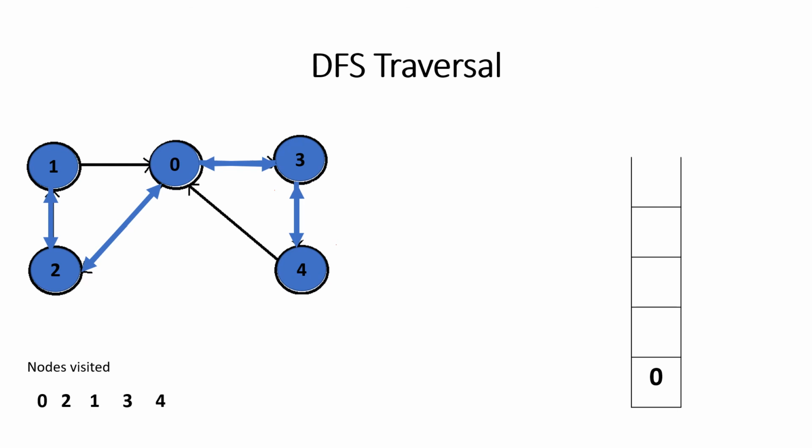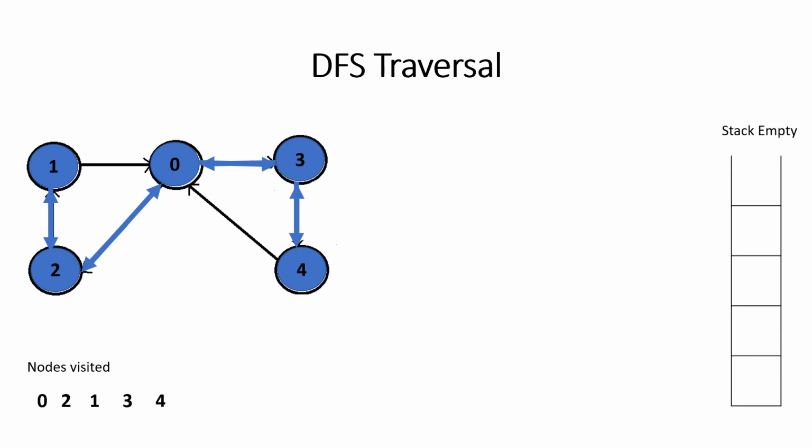Check now whether 0 is having any unvisited adjacent vertices. We can see that 0 is not having any unvisited adjacent vertex. So pop the last vertex 0 from the top of the stack. Now the stack becomes empty.